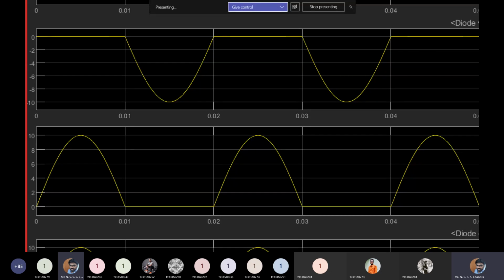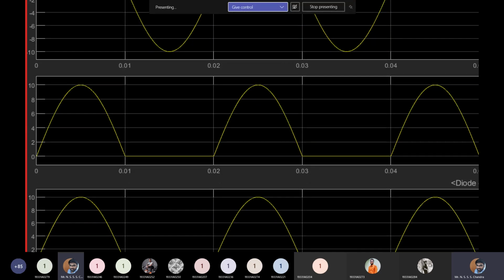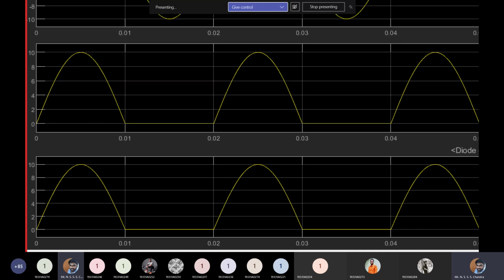Okay, now let us see the output current. The output current is nothing but the output voltage divided by the resistor. So I naught is nothing but voltage by resistor, and here the resistor is your RL. RL I have taken as 1 ohm. That's why you are getting the same wave.